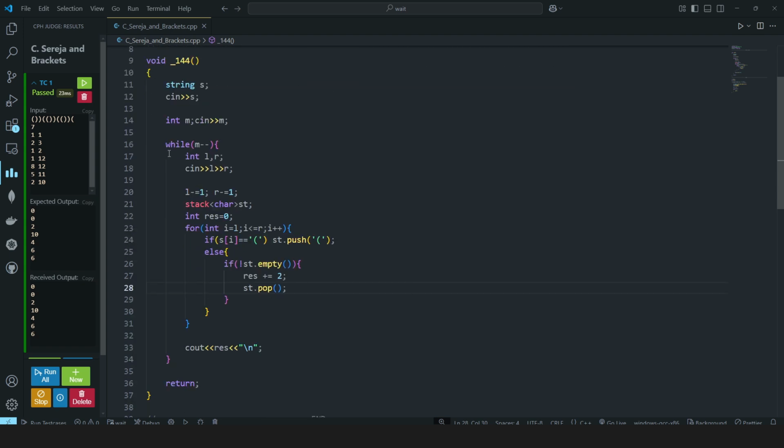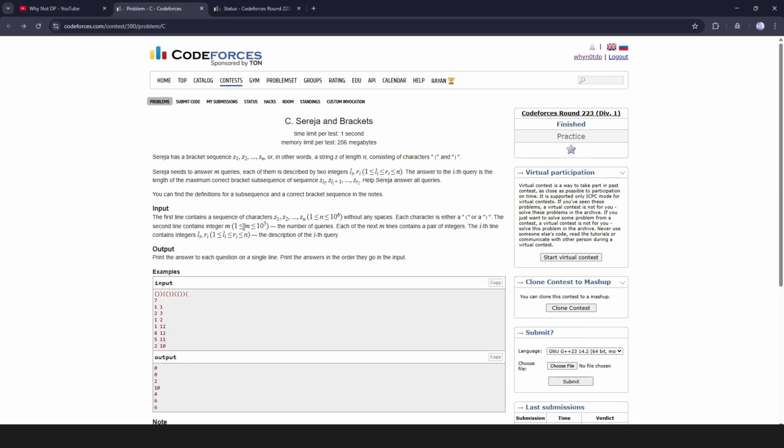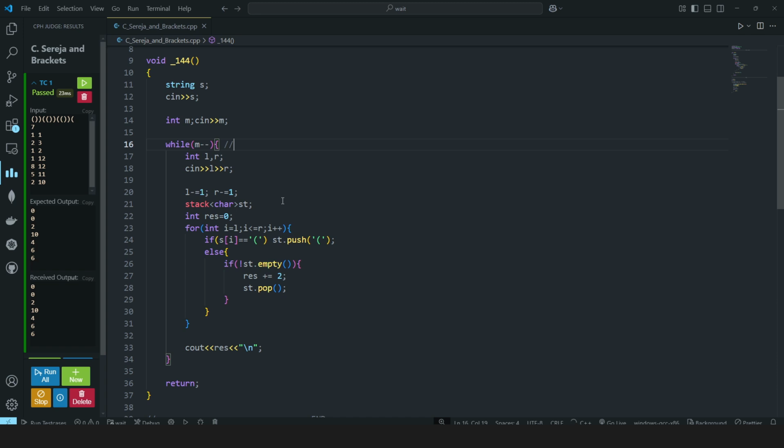Because if you see the time complexity of this, as you can see the total number of queries, that is m, can go up to 1e5, and for each query the range, that is from L to R, can be present between 1 to n. So in the worst case this m can go up to 1e5, right?